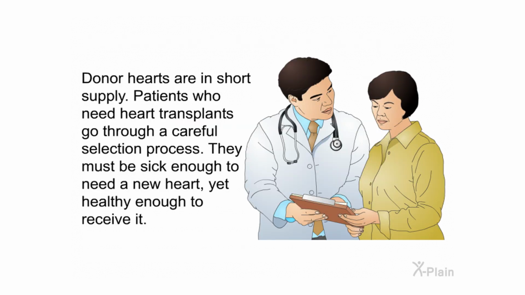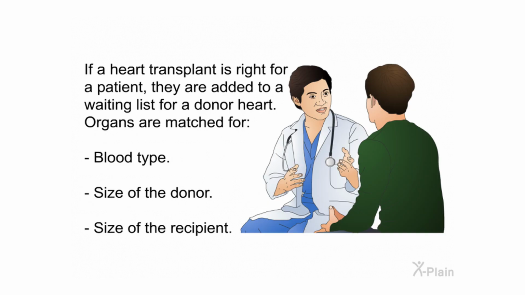Before the surgery. Donor hearts are in short supply. Patients who need heart transplants go through a careful selection process. They must be sick enough to need a new heart, yet healthy enough to receive it. If a heart transplant is right for a patient, they are added to a waiting list for a donor heart. Organs are matched for blood type, size of the donor, size of the recipient.